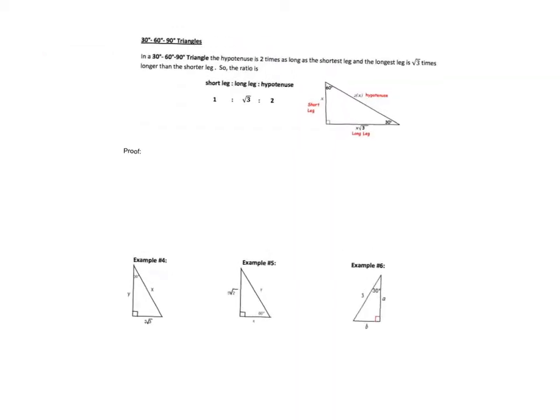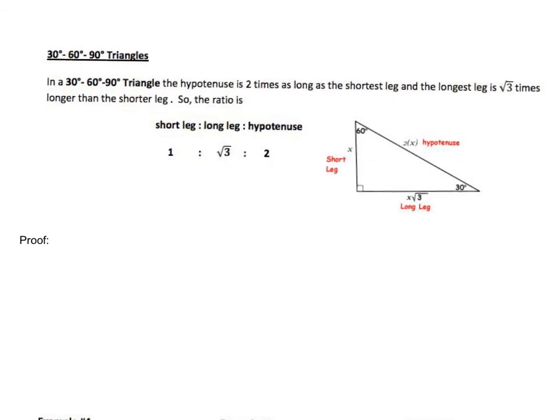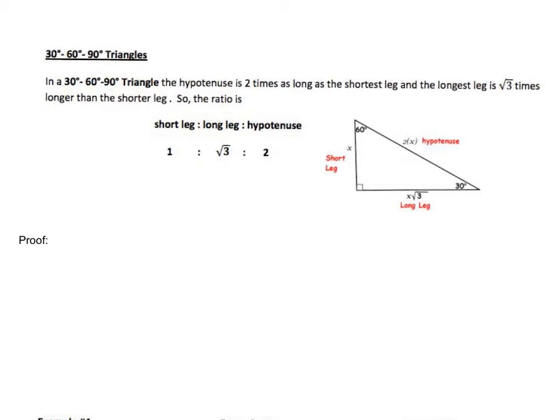The harder of the two special right triangles is the 30-60-90 triangle, where the hypotenuse is 2 times as long as the shortest leg, and the longest leg is square root 3 times longer than the shorter leg. So the ratio is 1 to square root 3 to 2.